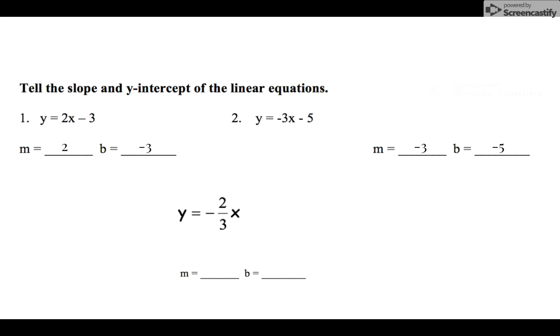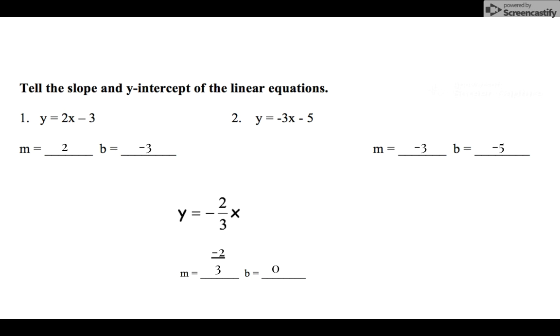It says y equals negative 2/3 x. So this one is a little bit different. There's not a plus or minus here. So we'll talk about what that means in a second. But if we're following what we've done before, the m is the one directly before the x. So the number directly before x, even though it is a fraction, it's still a number. So our m is going to be negative 2/3. And then because we have no plus or minus here, we're assuming that we're adding or subtracting 0. So our b is actually going to be 0.